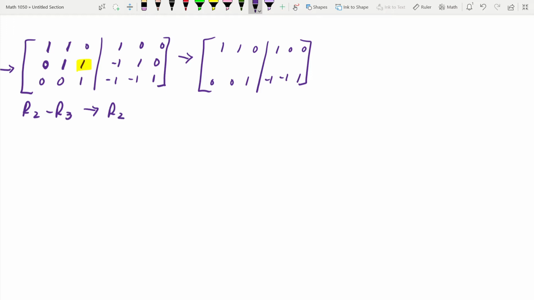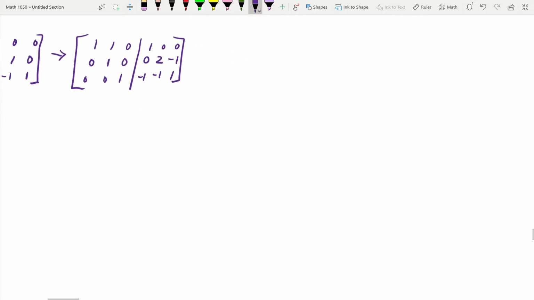Now I'm going to subtract row 2 and row 3. So 0 minus 0, 0. 1 minus 0, 1. 1 minus 1, 0. Negative 1 minus a negative 1. That's a negative 1 plus 1, which is 0. 1 minus a negative 1. That's 1 plus 1, which is a 2. 0 minus 1, negative 1. I'm almost done. Keep in mind as we go through this, this was on the final last semester.